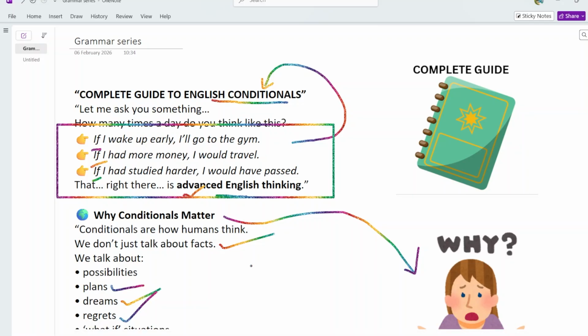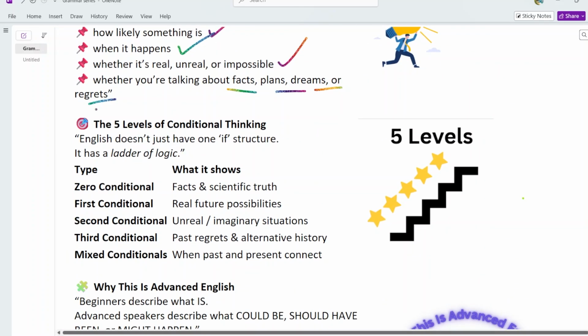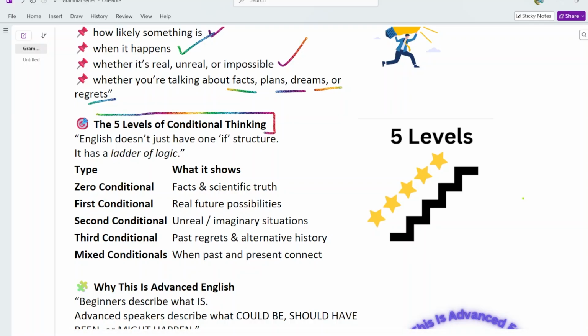However, I'm going to try and make it very simple for you over the next 5 to 6 days, wherein we are dealing with conditionals itself. Now let's get a better understanding of the overview for today. So let's look at the next topic. Okay, the 5 levels of conditional thinking.